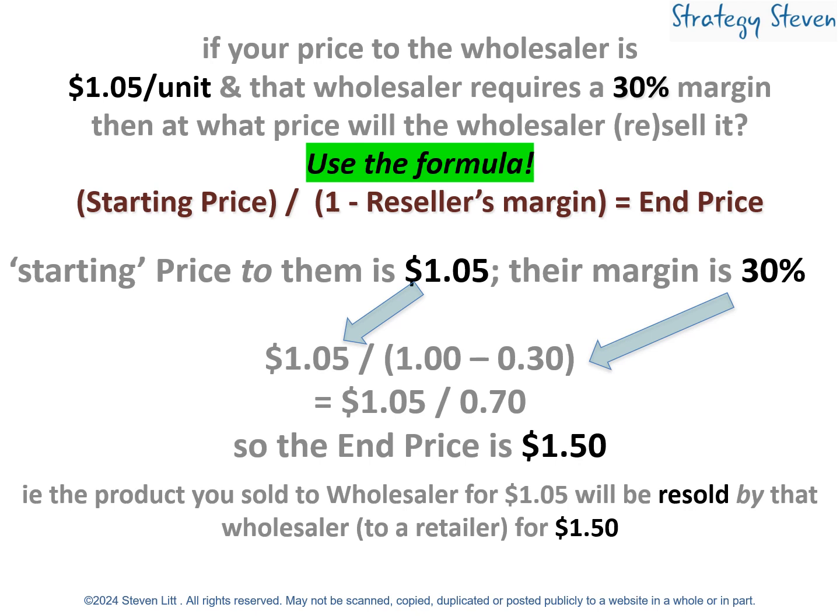So, knowing the formula, you would look into what the wholesaler's margin is likely to be. Remember the formula: end price is starting price divided by 1 minus the reseller's margin. In this case, you're selling to a wholesaler at $1.05 and they have a margin of 30%. In other words, $1.05 divided by $1 minus 0.30 leaves you with $1.50. This becomes the price at which the wholesaler is selling your originally $1.05 item.